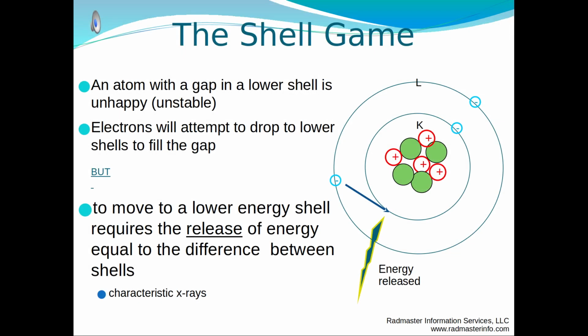A gap in a lower, inner shell makes an atom unhappy. It will attempt to become happy again by eliminating gaps. That is, moving electrons from the higher, outer shells down to a lower shell. However, electrons can't simply move down. They must release energy to do this, and the amount of energy released is the exact difference in the binding energies of the starting and ending shells. In other words, the same amount of energy it took to kick the electron up to the higher shell. This energy is released in a specific form called a characteristic X-ray.